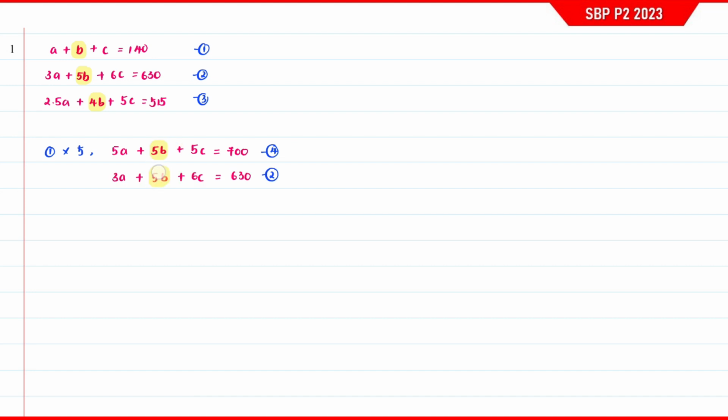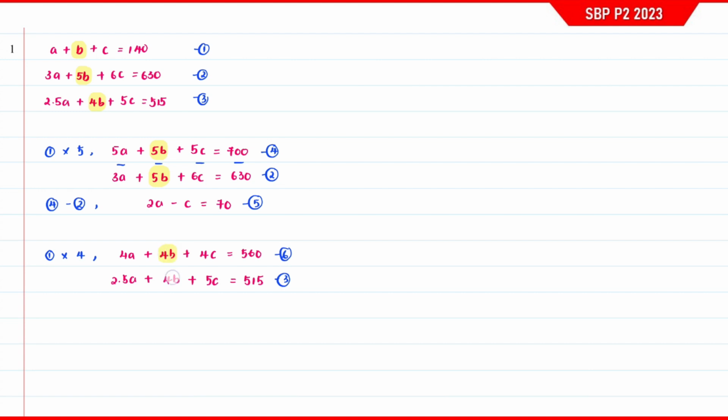To eliminate the 5B in equations 4 and 2, I'm going to use equation 4 minus equation 2. So here we're going to get 2A minus C equal to 70. And I'm going to label this as equation number 5. Next, for equation number 1, I'm going to multiply it by 4 so that it will equal the variable B's in equation number 3. Now the equation will be 4A plus 4B plus 4C equal to 560. So this will be equation number 6.